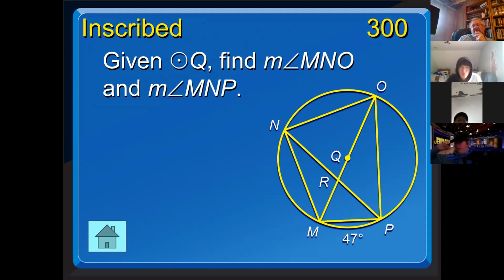Go ahead. Is it 23.5 for MNP and then 66.5 for MNO? You got one of them right. MNO is 90 degrees. Yeah, see, MNO intersects a semicircle, so it has to be a right angle. Okay. So I'll give you guys 200 for that one.